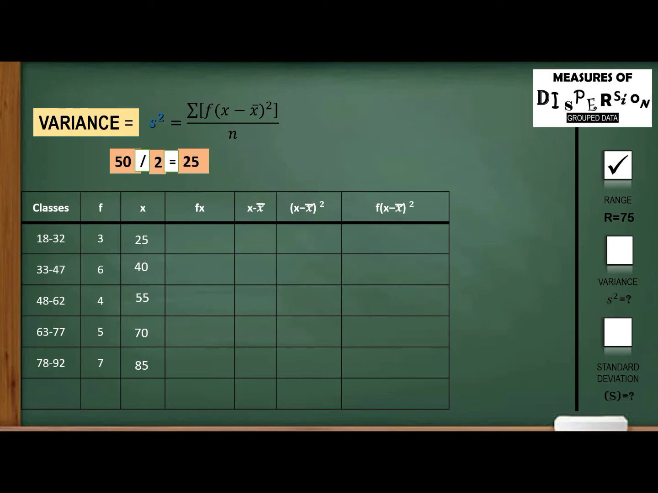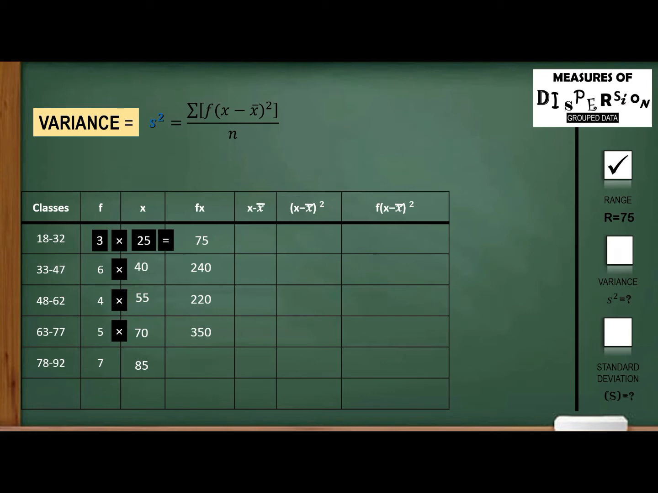Let us now proceed in getting the values of f times x. This will be achieved by multiplying the frequencies to the values of x. 3 times 25 is equal to 75. So, 75 is the first value of frequency times the class mark. 6 times 40 is equal to 240. 4 times 55 is equal to 220. 5 times 70 is equal to 350. And 7 times 85 is equal to 595.